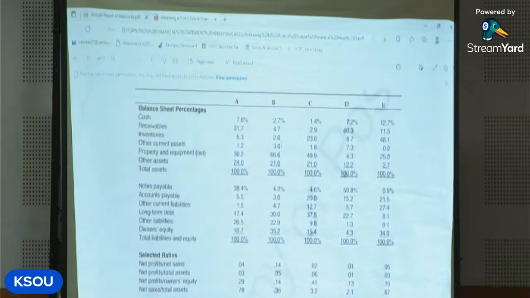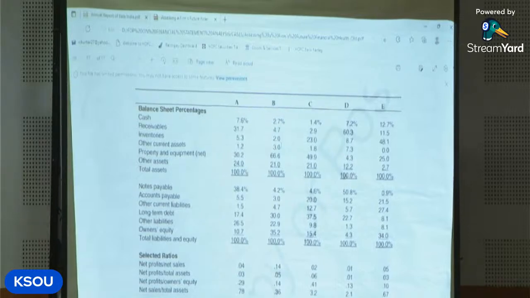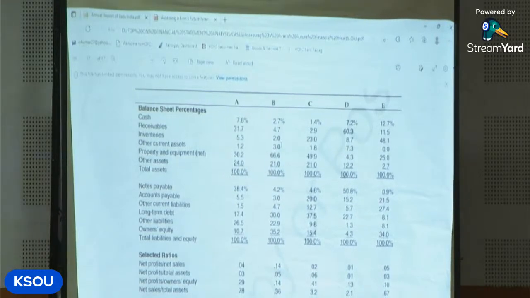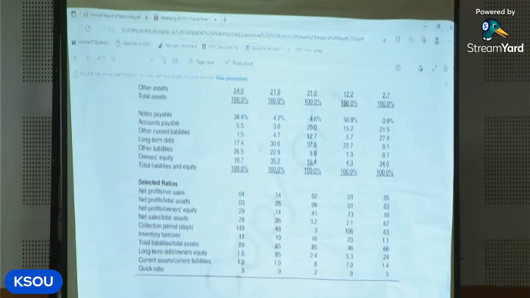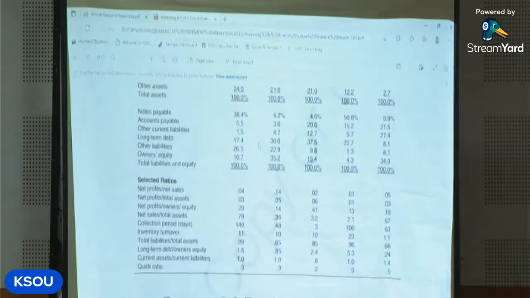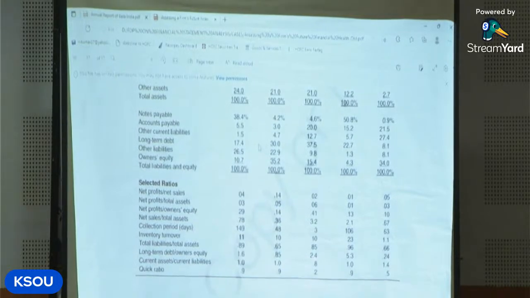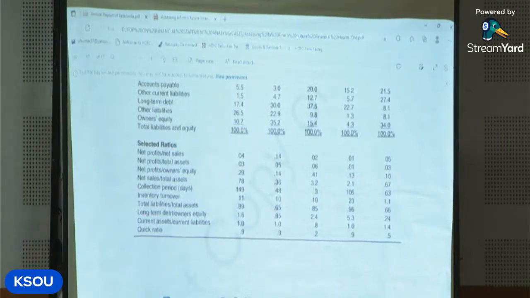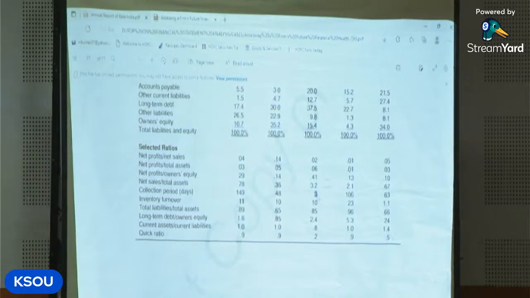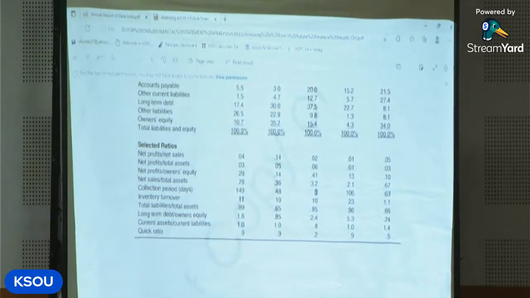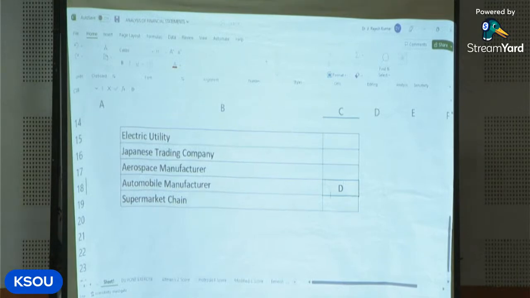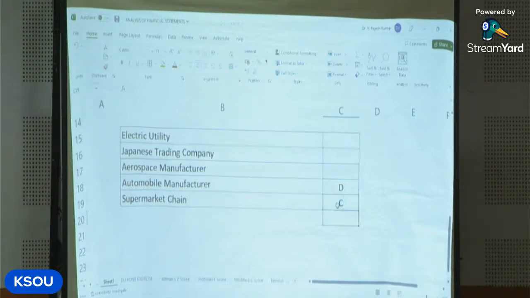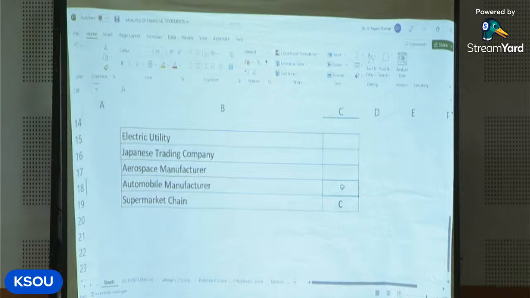Excellent. And again, if you see property, plant and equipment for C, how much is it? 49.50%. So imagine DMart, Reliance Fresh, they need a big infrastructure. So they need to invest in infrastructure. But if you look at other things, profitability will usually be less because supermarket chains usually give more offers. Profitability is just 2%. But the most dominant feature is collection period is just 3 days. So one thing is clear, C is supermarket. I think most of them identified correctly. Excellent, wonderful.